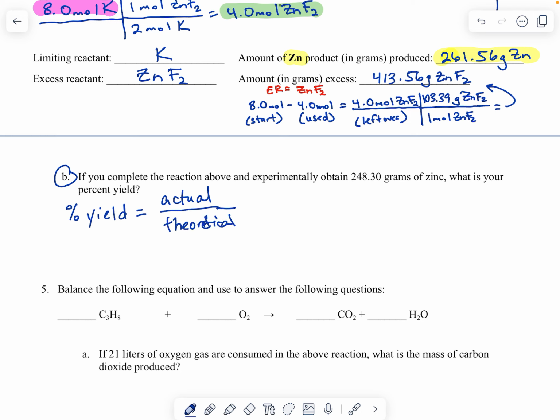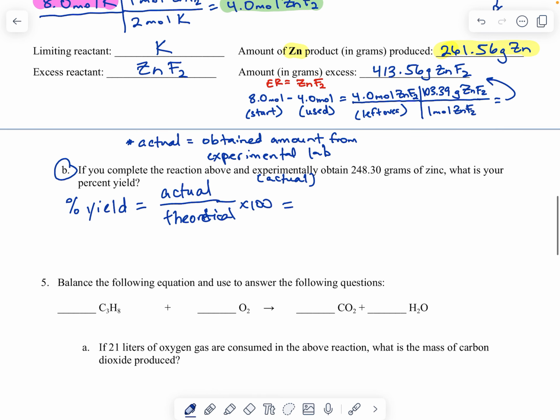Well, a couple of items. The actual amount is the obtained amount from the experimental lab, right? So anytime you see experimentally, that means actual. They're interchangeable. That's like us going into the lab and actually doing this and then getting this many grams of zinc in the end, right?